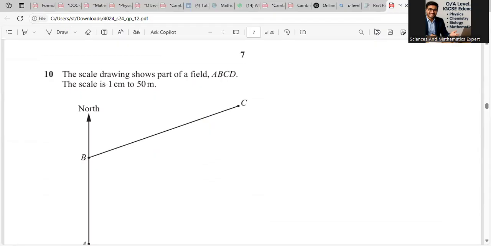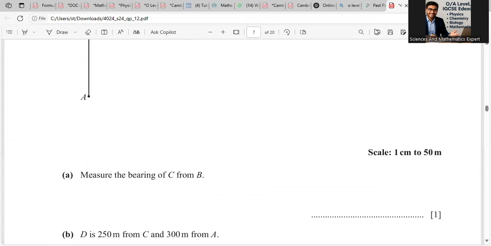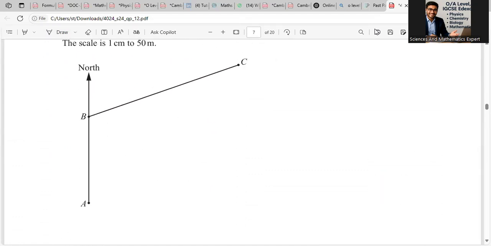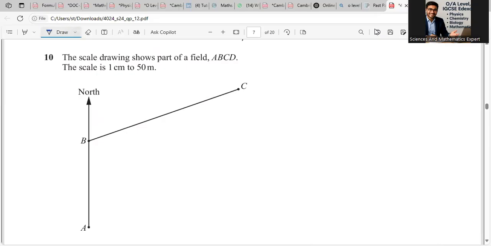From here, he is simply saying that the scale drawing shows a part of the field ABCD. 1 centimeter is equal to 50 meters. Now he's saying measure the bearing of C from B. It means I will have to measure this angle. If I measure this angle using the measuring scale, my answer should range from 68 to 72.